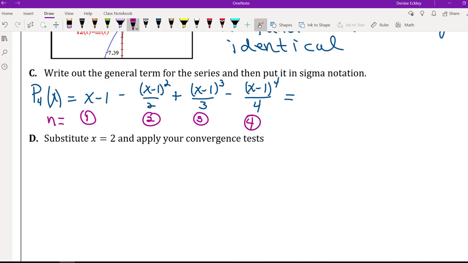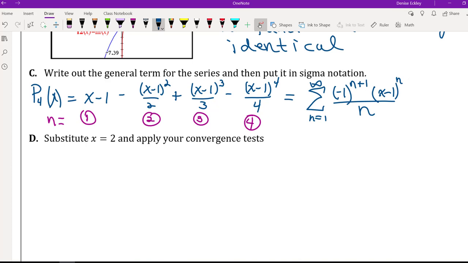So we're going to have the summation of n equals 1 to infinity of negative 1. Now we want our first term to be positive, so let's add a 1 to this. So we have to the n plus 1 power, so that our odd terms are the ones that are positive and the even terms are negative. And then of course we have our x minus 1 term, and that's going to be to the n power, and then we're dividing by n. So there is our power series.